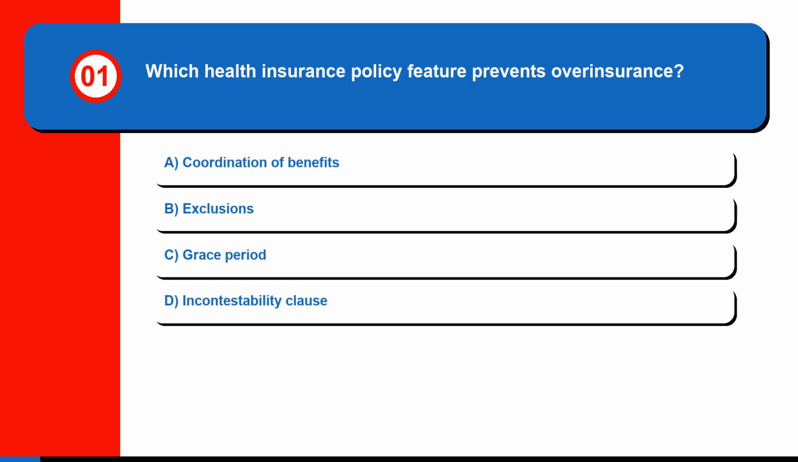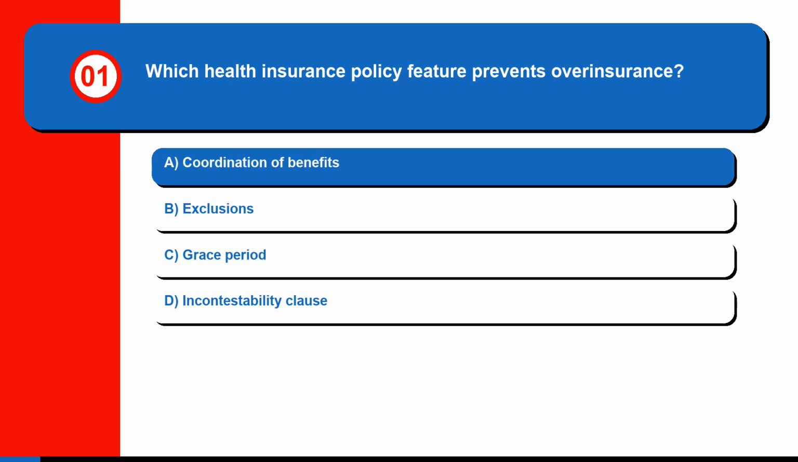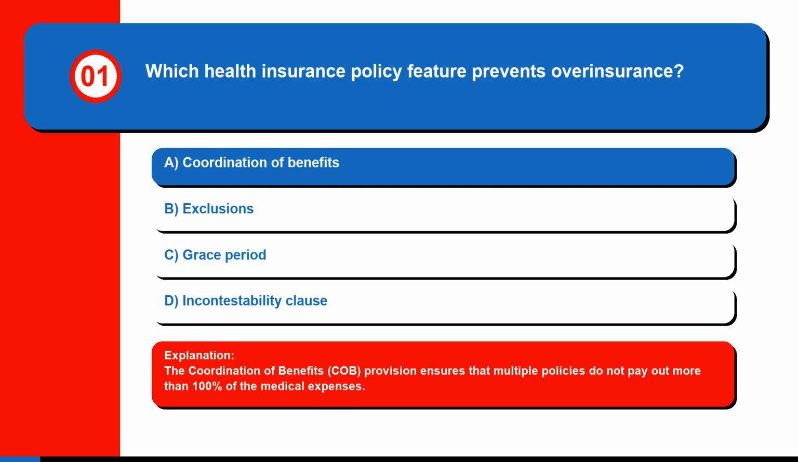Question 1. Which health insurance policy feature prevents overinsurance? A. Coordination of benefits. B. Exclusions. C. Grace period. Or D. Incontestability clause. The correct answer is A. Coordination of benefits. The coordination of benefits (COB) provision ensures that multiple policies do not pay out more than 100% of the medical expenses.